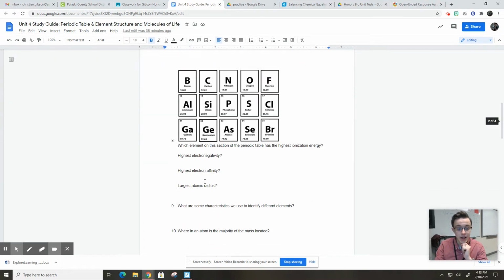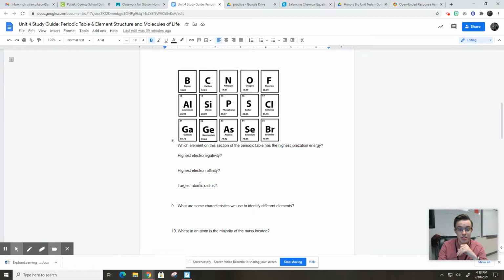Okay. Number 8, here we've got a section of the periodic table. It says, which element on this section of the periodic table has the highest ionization energy? Remember, ionization energy increases up and to the right. So fluorine will have the highest ionization energy. Highest electronegativity, same thing. It'll be fluorine because electronegativity has the same trend as ionization energy. Highest electron affinity, same trend as the first two. It's up and to the right, so fluorine would have the highest.